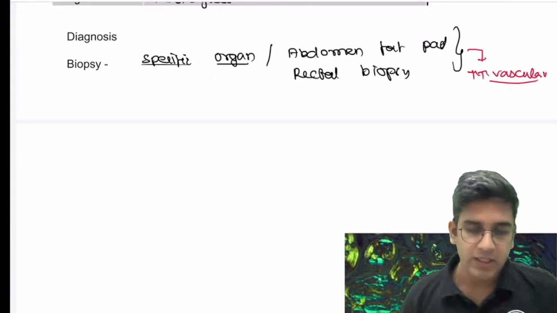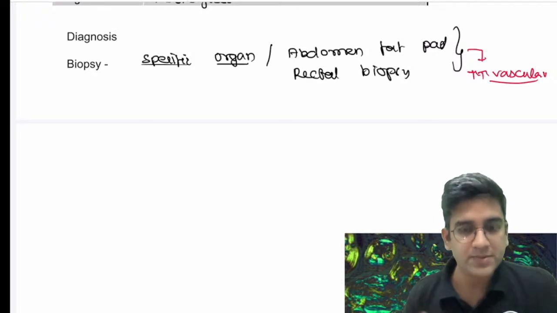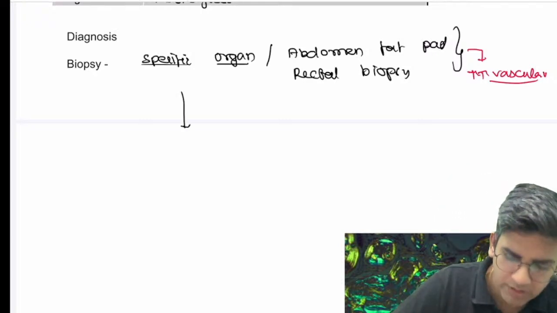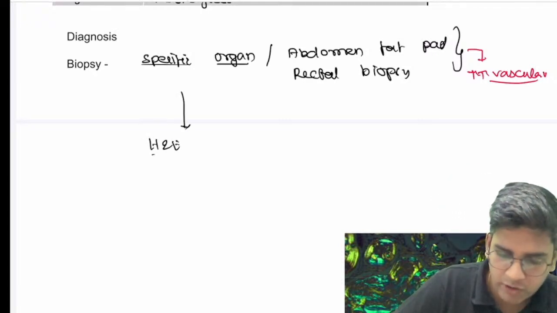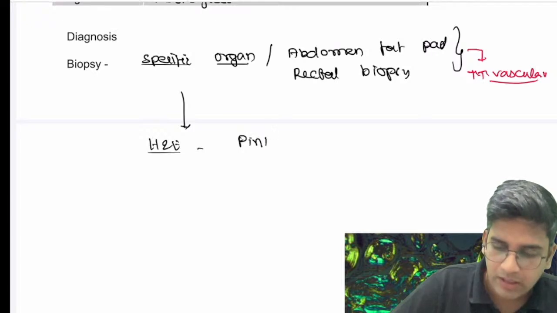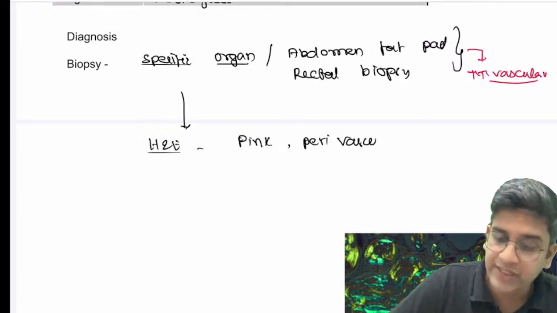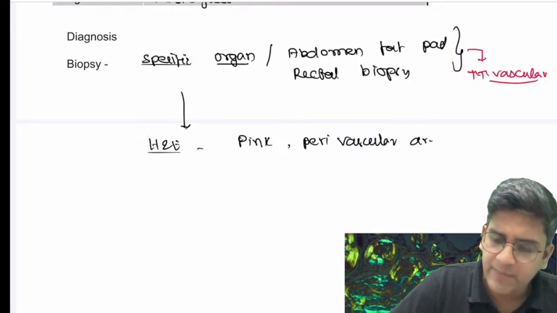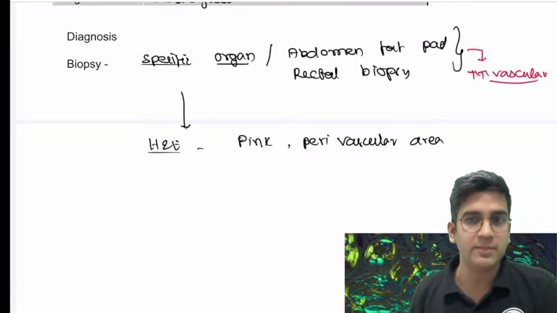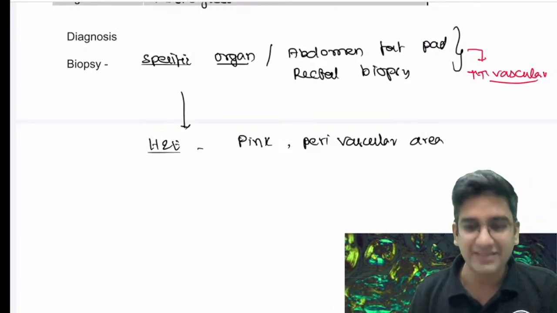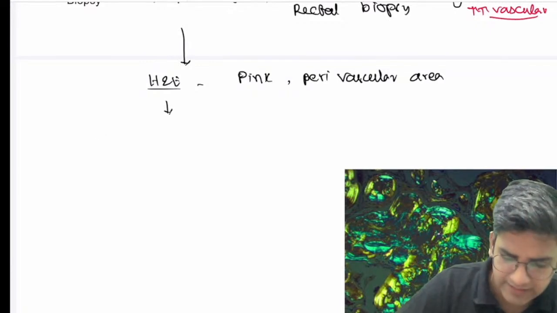Fine. Okay, now let's come to this. Once you've taken the biopsy, obviously the first thing you're going to do is H&E. In H&E, amyloid will be pink in color and most likely in the perivascular area. I am not saying it will be only in the perivascular area. The perivascular area is the first place where it gets deposited. Pink, many things are pink in color. So I obviously need a stain.